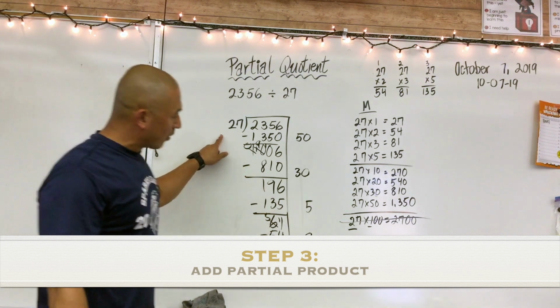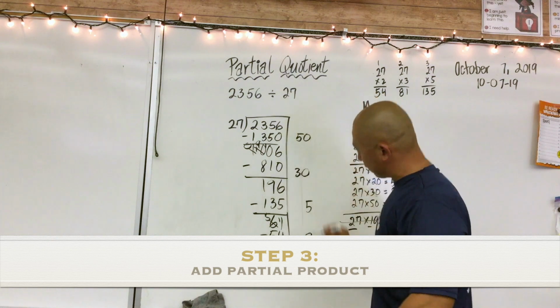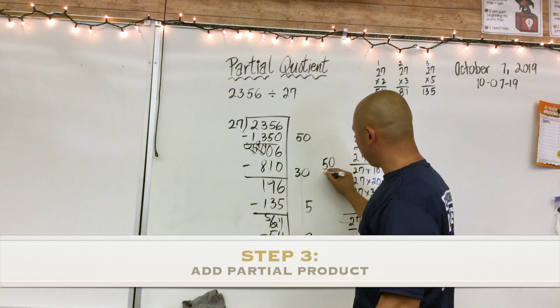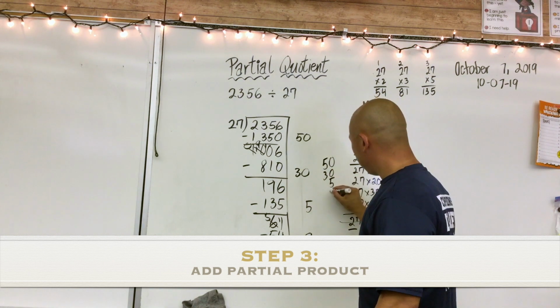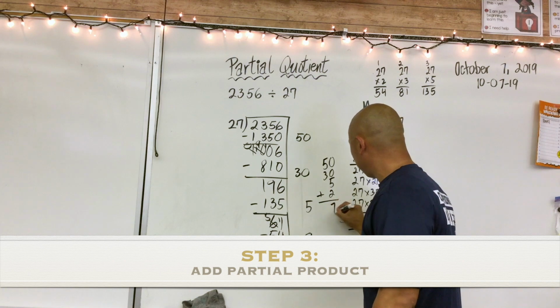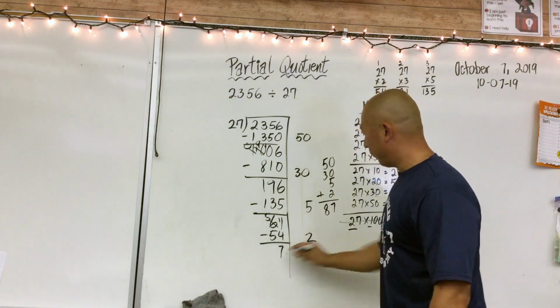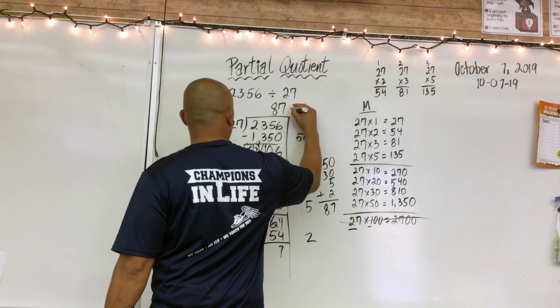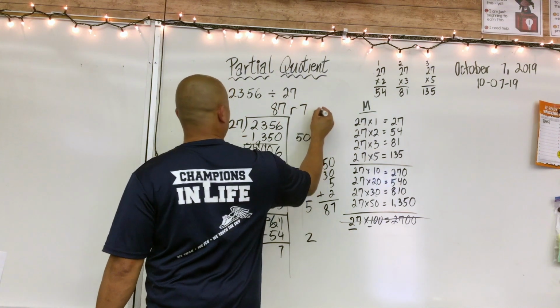To find your full quotient, you need to add all your partial quotients up. In this case, I have 50 plus 30 plus 5 plus 2. That would give me the full quotient of 87 with the remainder of 7. So my final answer is 87 with the remainder of 7.